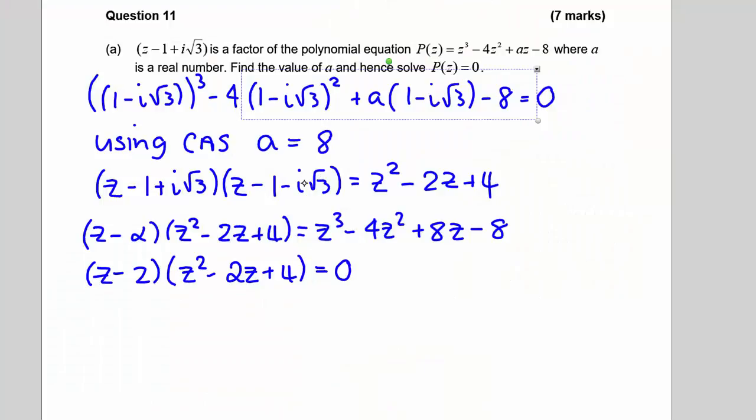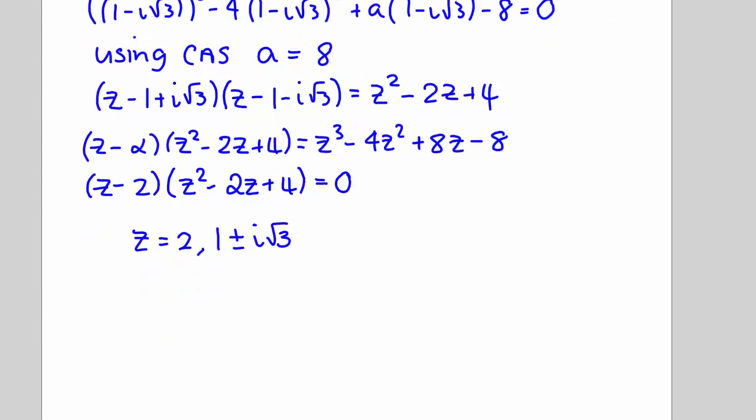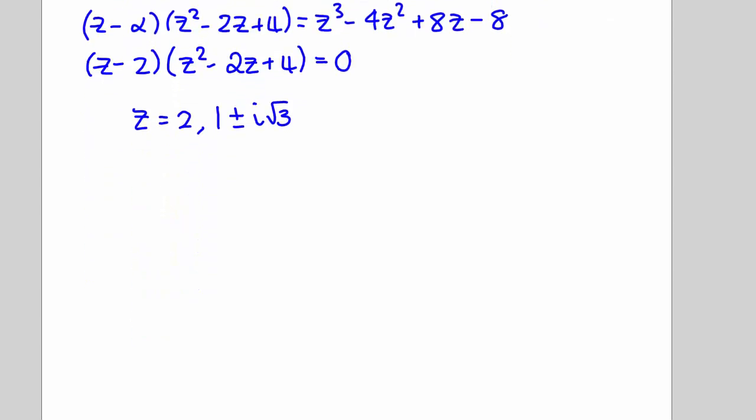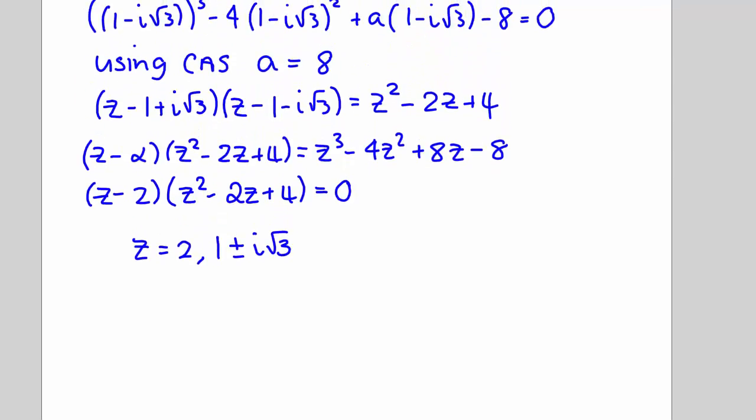We already knew what this was in terms of these two brackets, so you know that z equals 2 and it equals 1 plus or minus i root 3 as our solutions. And I know that seems like a lot for 7 marks, or not a lot for 7 marks, but actually you've done a fair amount of thinking and knowledge has been demonstrated even if you haven't written an awful lot.